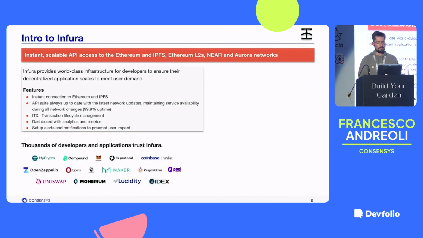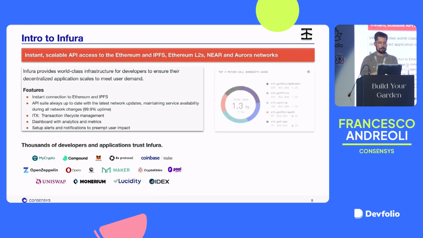I mean, 1,000 developer applications trust Infura, obviously MetaMask, but there is a bunch of other cool providers. I don't know if you know, Uniswap is using Infura, and Coinbase Wallet, 0x, Opera. Although some people don't know, Opera is also running a wallet, but that is quite interesting.